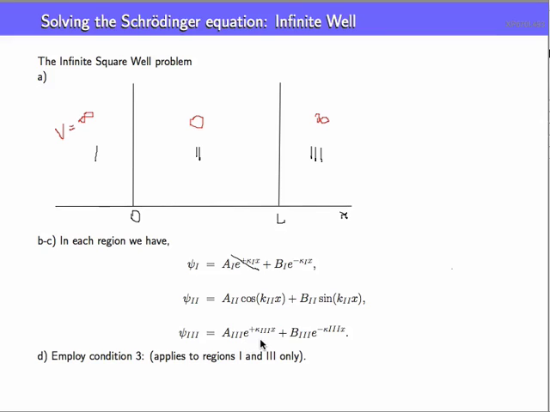And in region 3, we have x positive, so this one is going to be the problematic one. That's going to be e to the infinity, and this one's going to be e to the minus infinity, which is 0, so we don't worry about that.